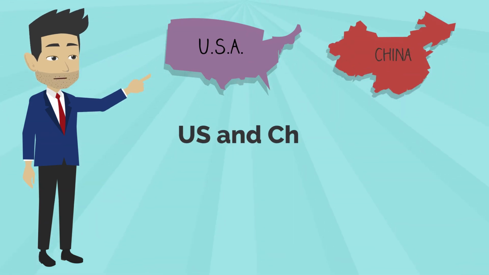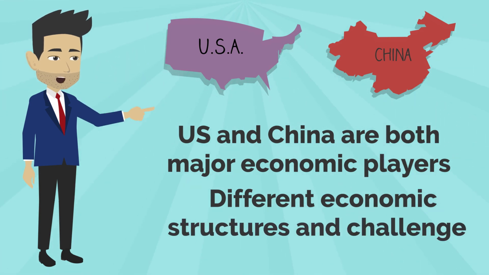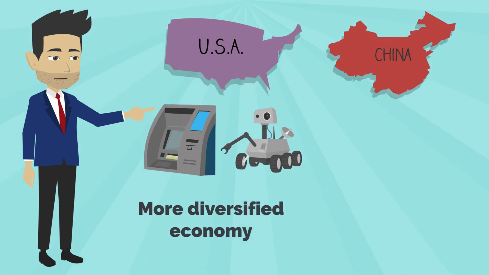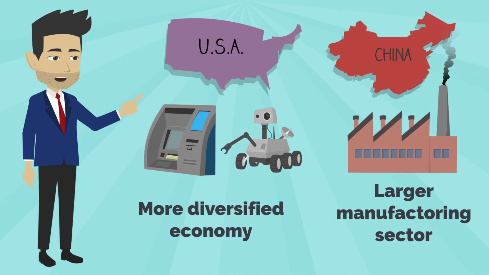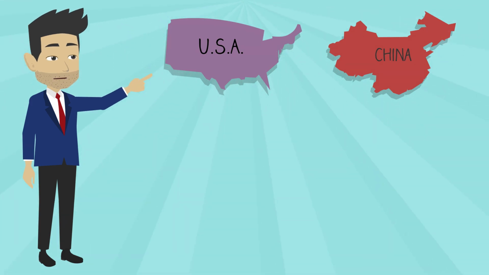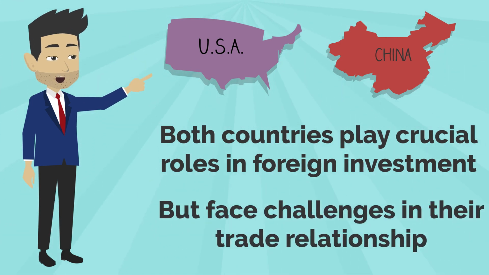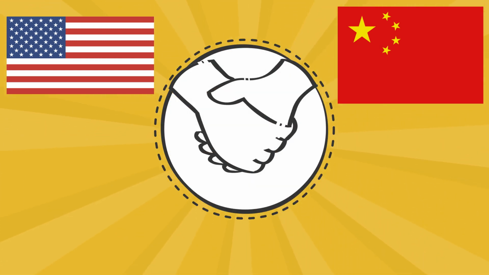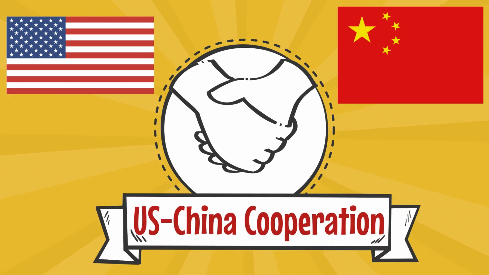In conclusion, while the US and China are both major economic players, they have different economic structures and face unique challenges. The US has a more diversified economy with a strong focus on services, while China has a larger manufacturing sector and is a major exporter of goods. Both countries play crucial roles in foreign investment, but have faced challenges in their trade relationship. Despite their differences, the economic interdependence between the US and China remains substantial. It is vital for both countries to bridge their divides and pursue opportunities for cooperation.